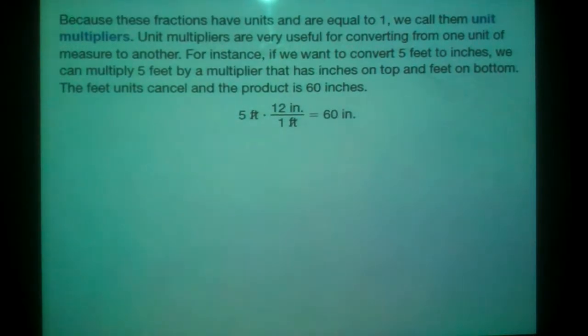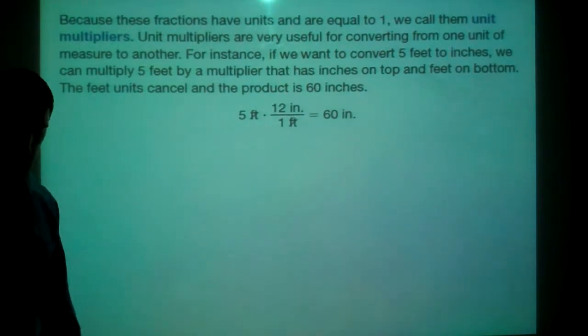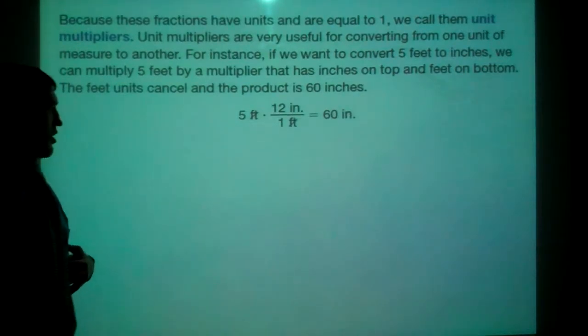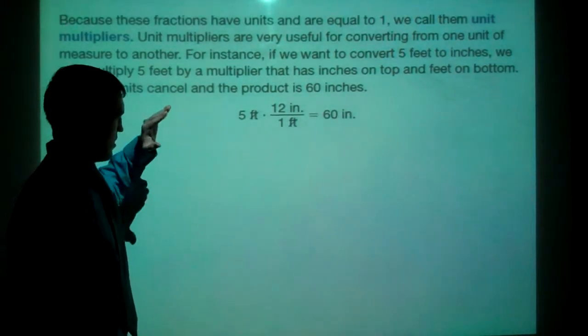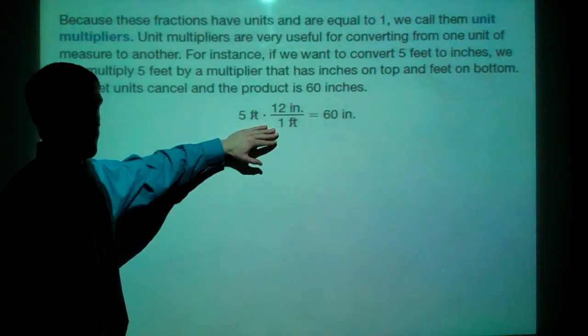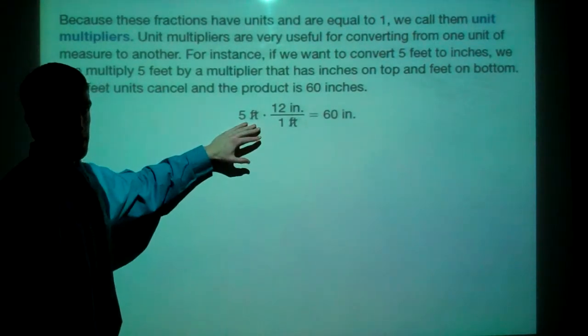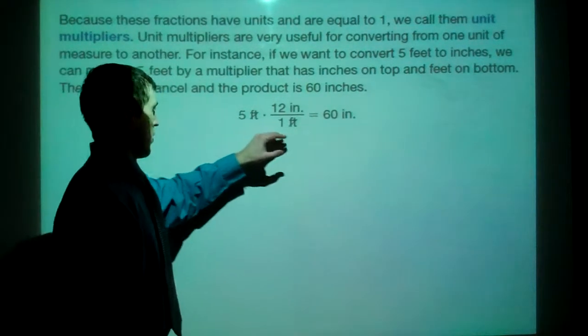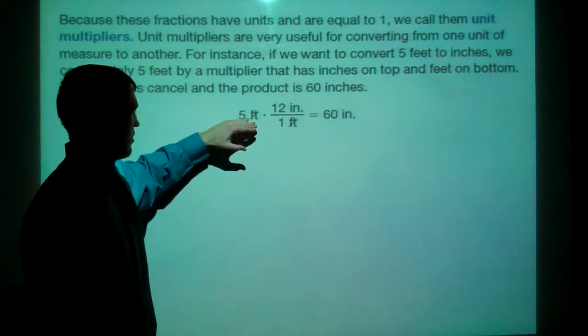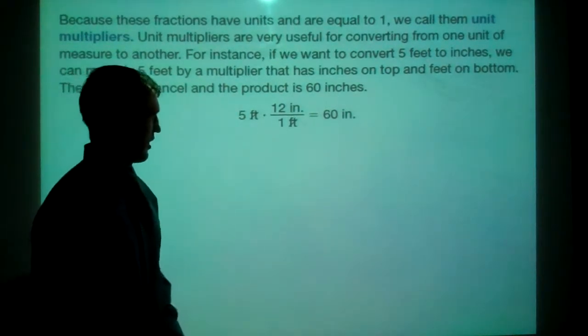If we want to convert 5 feet to inches, we can multiply 5 feet by a multiplier that has inches on top and feet on bottom. The feet units cancel and the product is 60 inches. So, just as I said a few seconds ago, it had to be written this way for this one because we wanted to get to inches and we wanted feet to cancel out. So always start with what they give you.